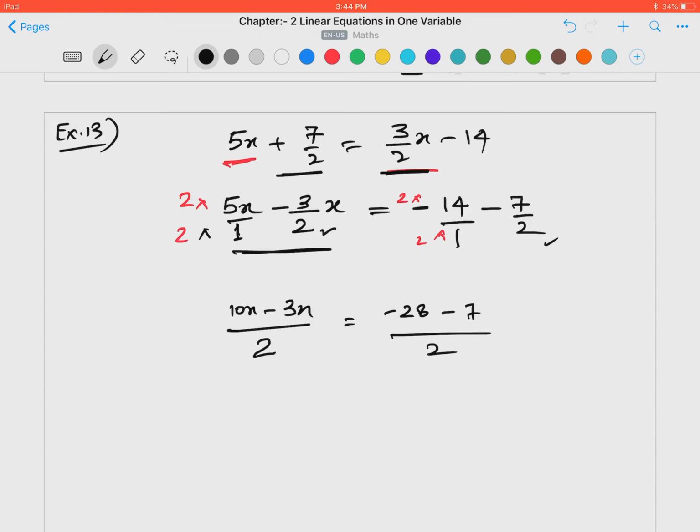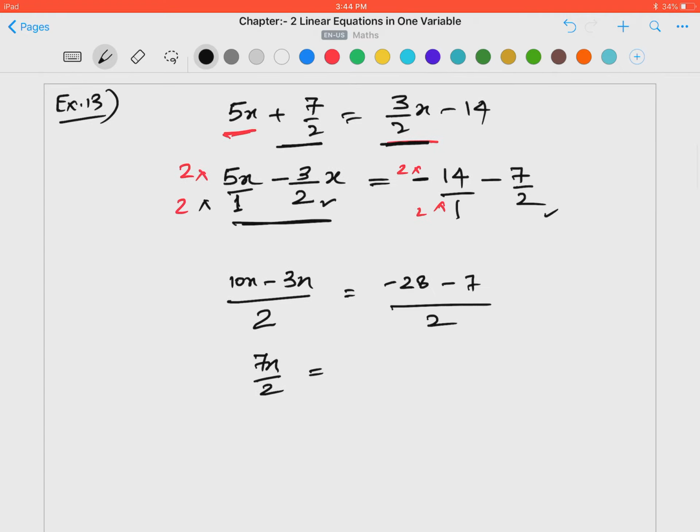So now 10x minus 3x equals 7x by 2 equals minus 28, and minus 7 will become minus 35 by 2. Okay, now x will be minus 35 by 2. This 7 by 2, when you shift it to the other side, will become 2 by 7, because now the number will be reversed.